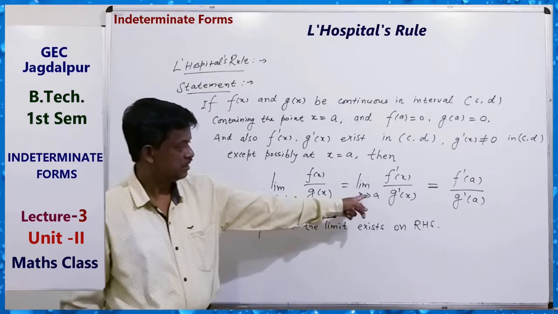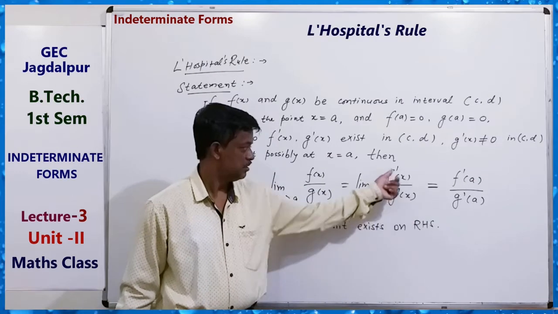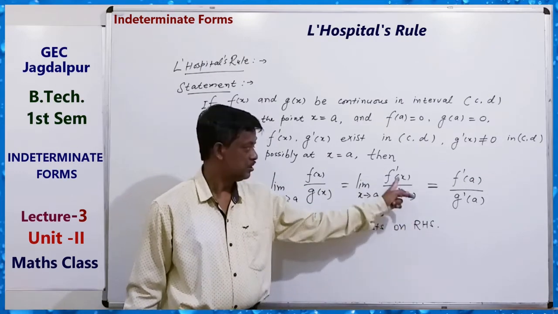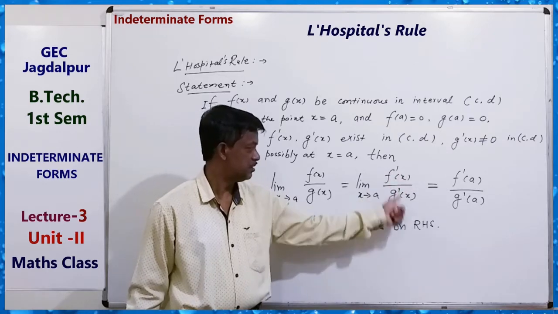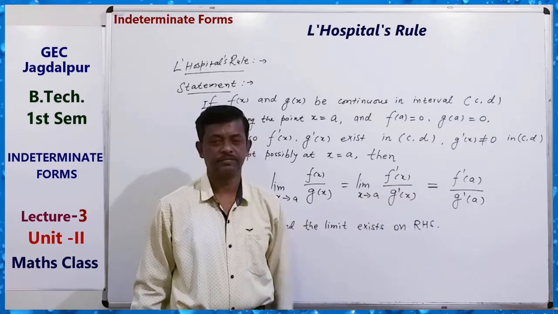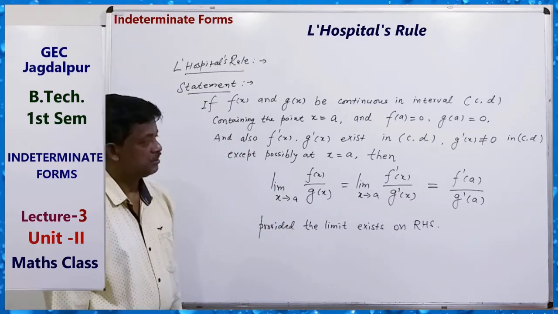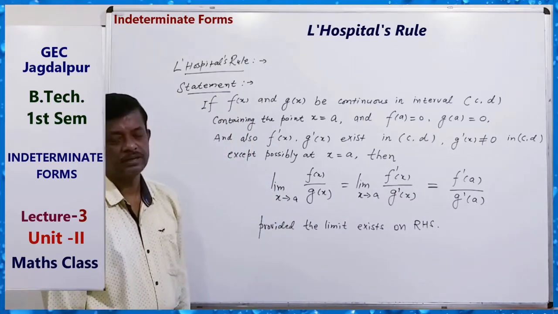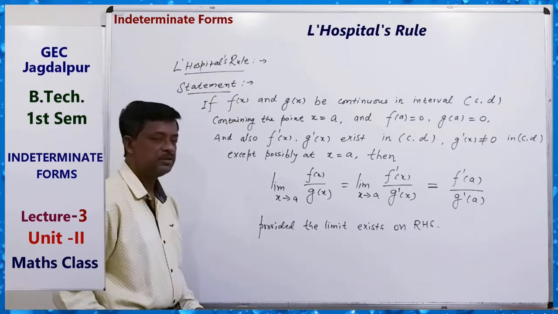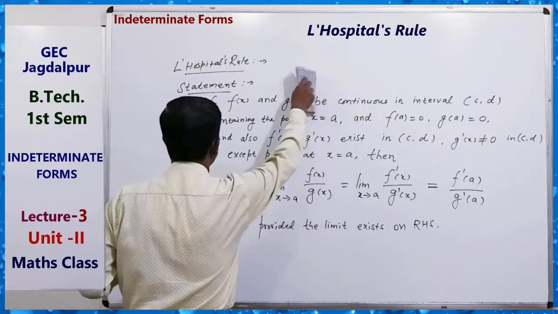That means this limit exists. So the limit of f dash x by g dash x equals f dash a by g dash a. So this is what L'Hospital's rule is. It can be used for evaluating the limit.